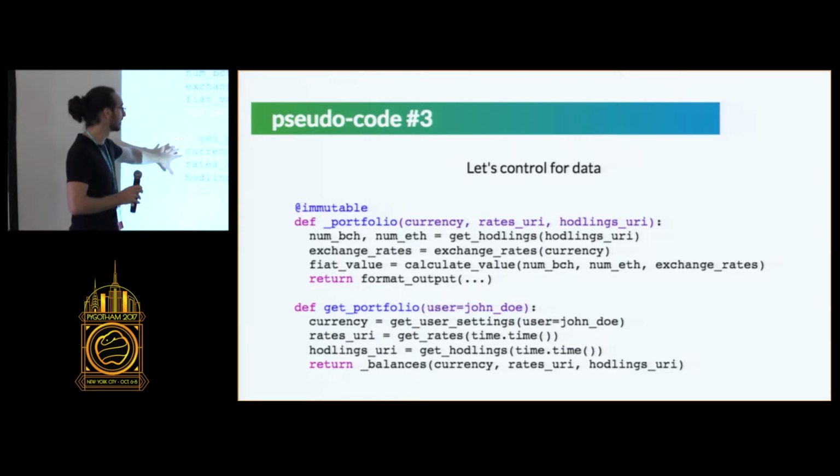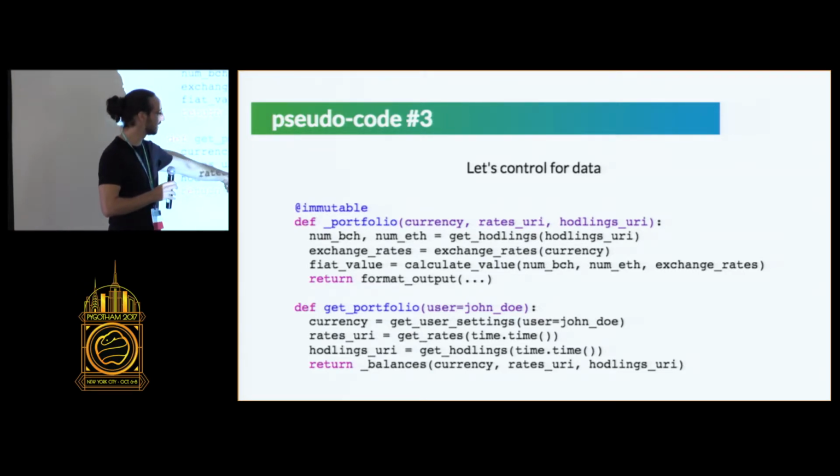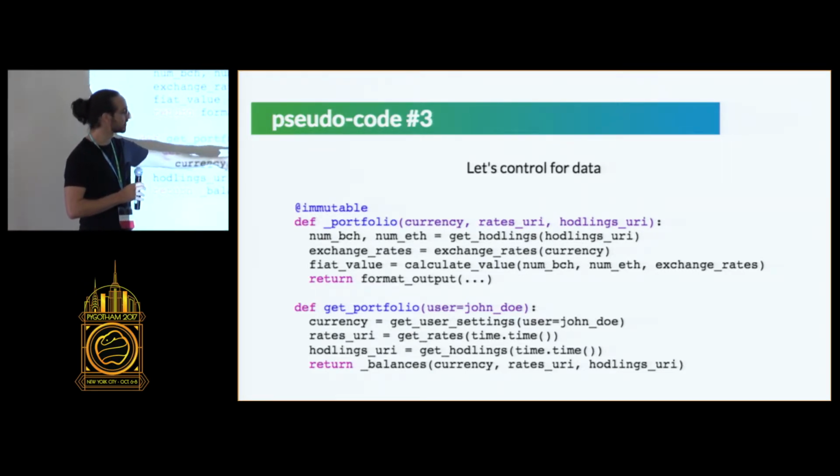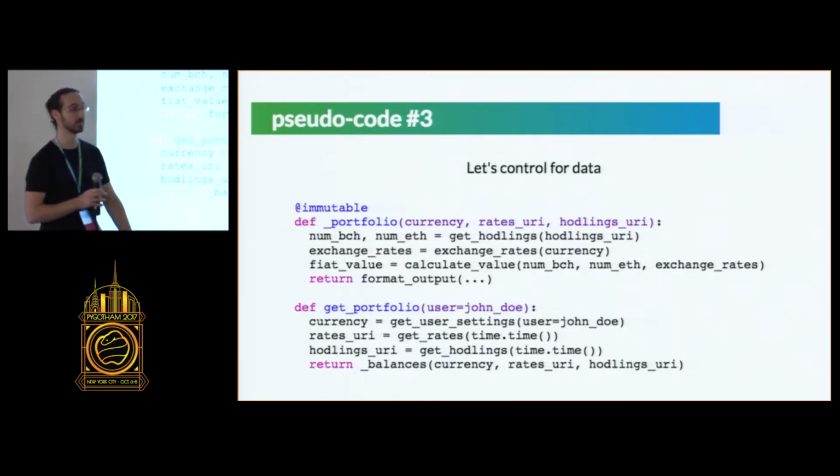And then at the end of the day, this is what the pseudocode would look like, right? You have your state gathering function. When it calls the balances function, it passes in the currency as well as 2 URIs, 2 immutable documents. So this guy now is perfectly cacheable.